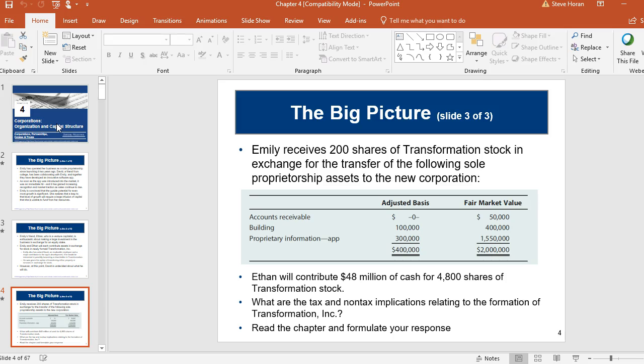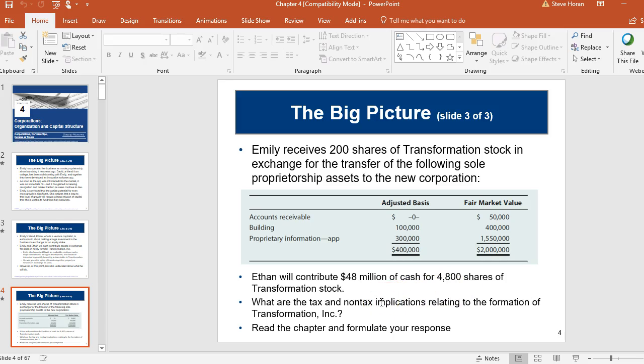And the same chart that you see right here is on the bottom of page 1 of chapter 4. So Emily receives 200 shares of stock in exchange for the transfer of the sole proprietorship assets to the new corporation. So all the assets of the company are contributed to the new corporation. In exchange, she receives 200 shares. So the adjusted basis of the assets are right here: AR, building, and basically the proprietary information of the app, and the fair market value of each. Ethan contributes $48 million worth of cash, and in exchange receives 4,800 shares of stock.